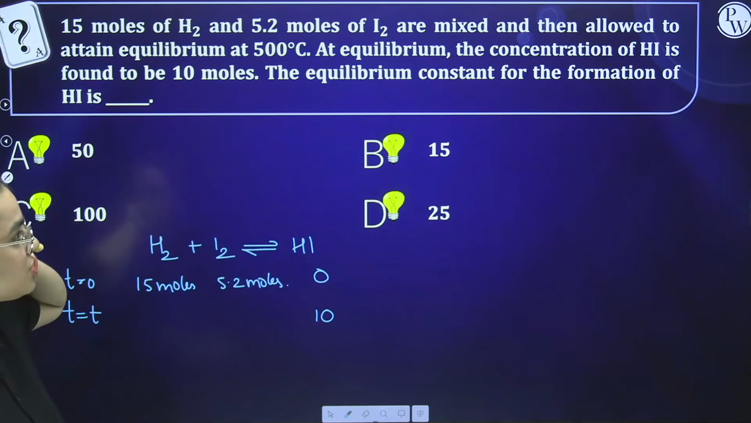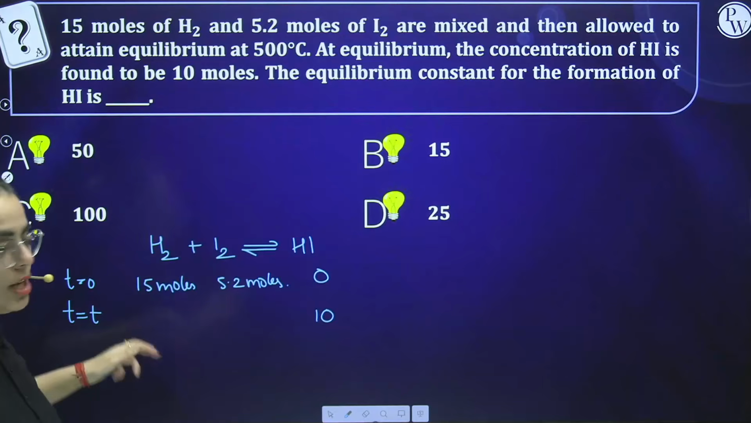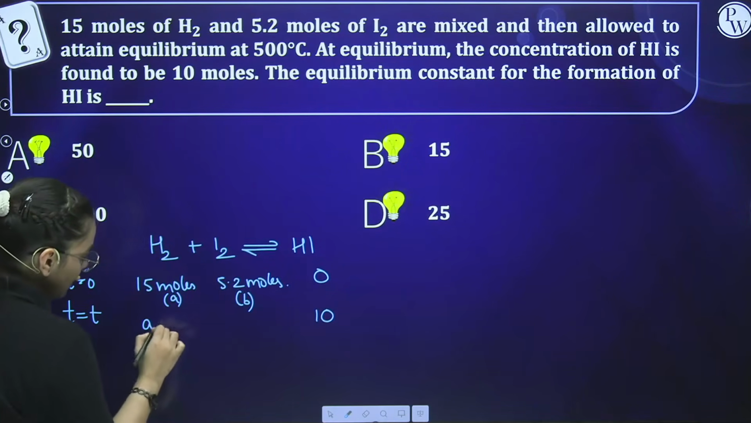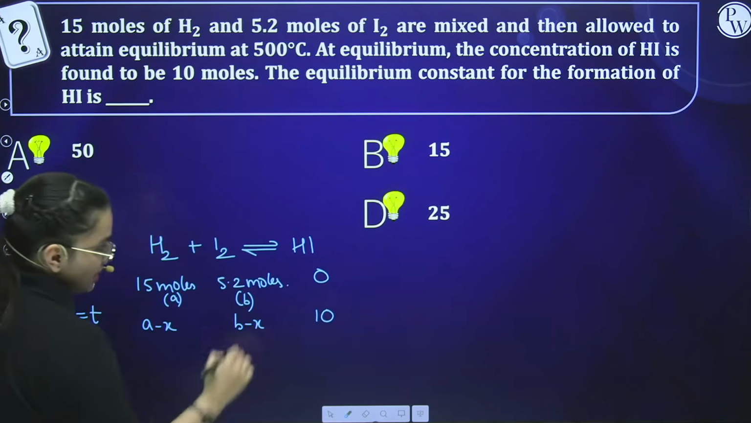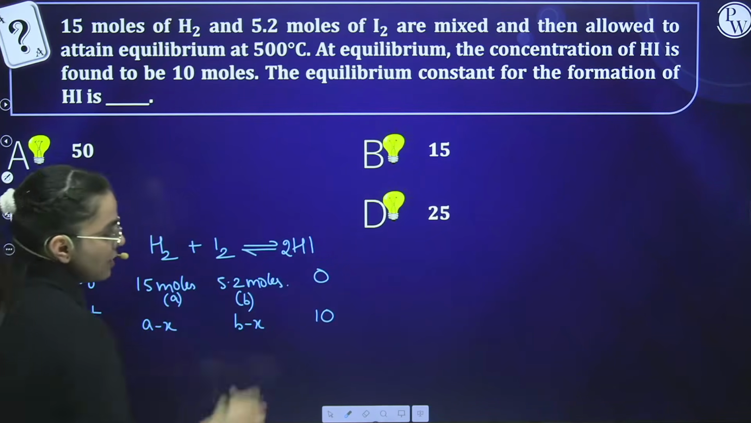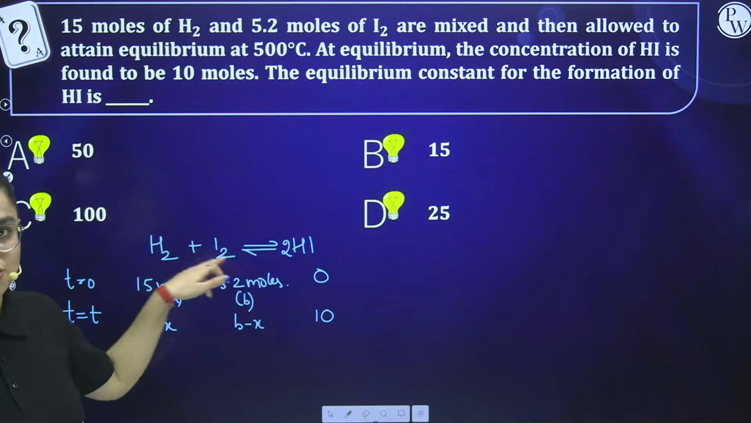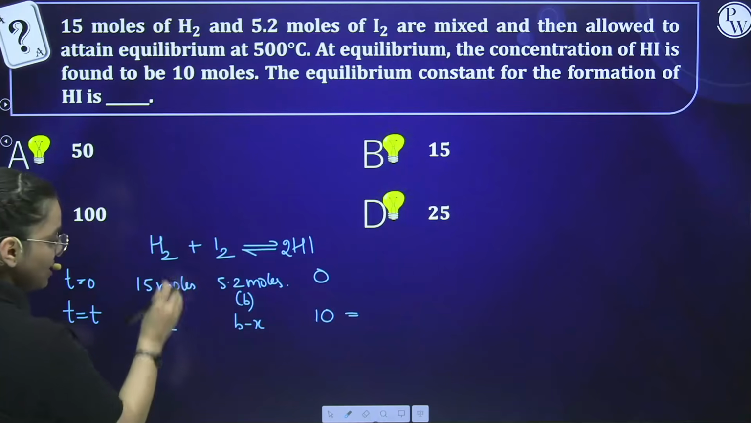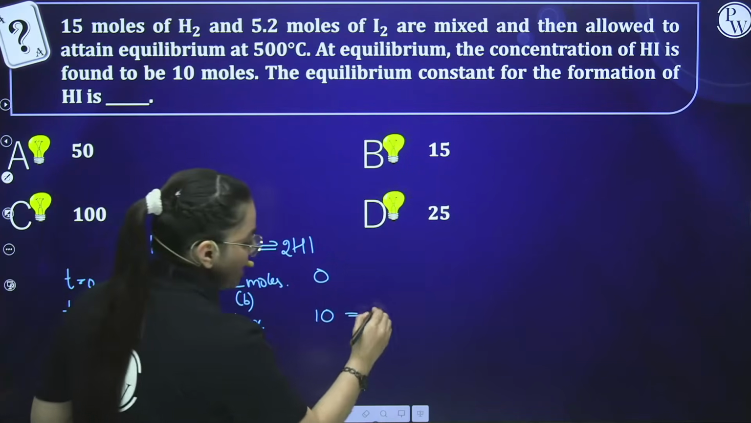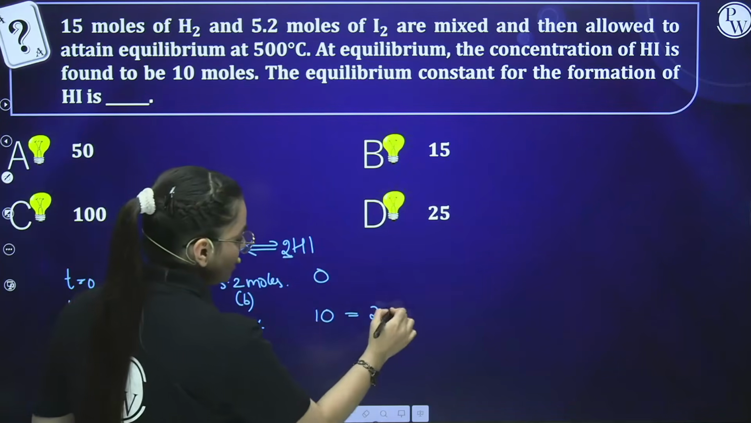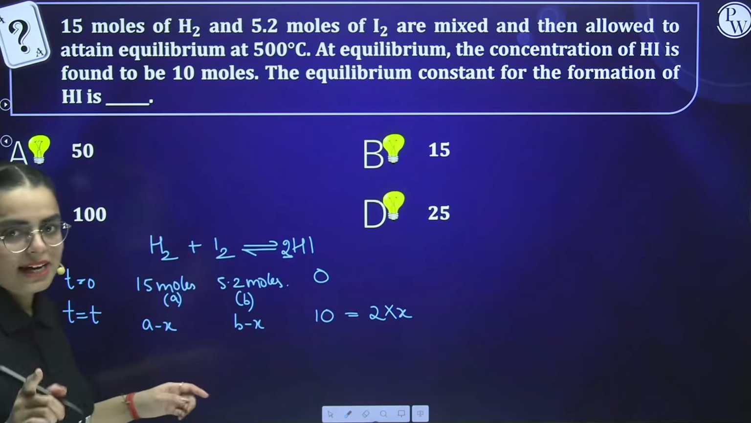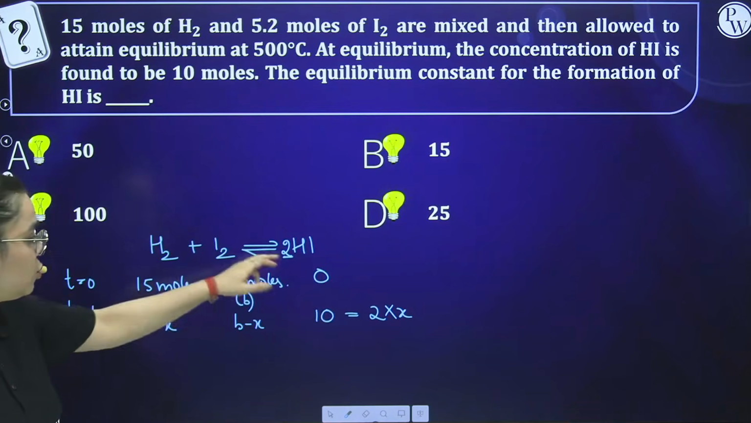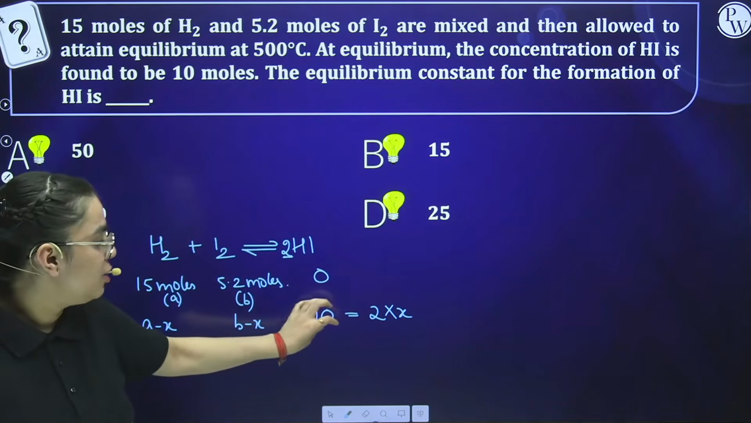The equilibrium constant for the formation of HI will be, so see what we do, let us say this is A, this is B. So we say A minus X, B minus X, and we know that here 2 will come. Why will 2 come? Because we will balance this equation. If X moles are dissociated, X moles will be made and 2 is present, so 2 into X will come. Again, here A minus X, and here we write 2 in front of the X. And the value is given, that is 10 moles.